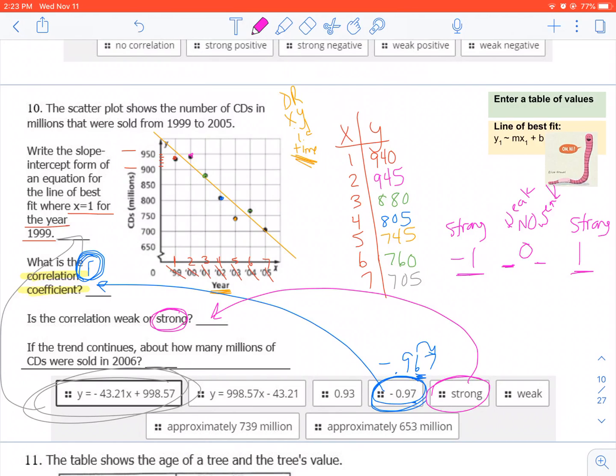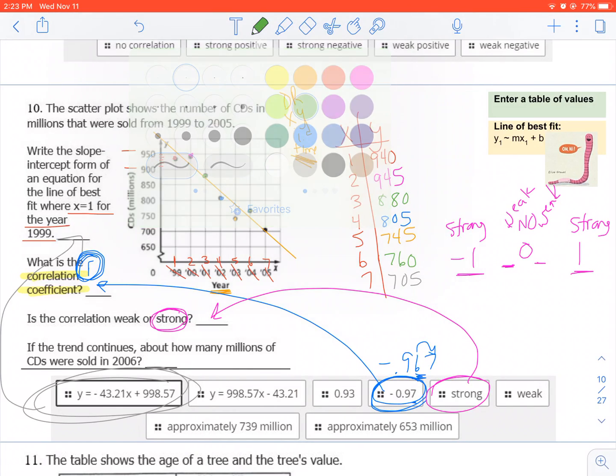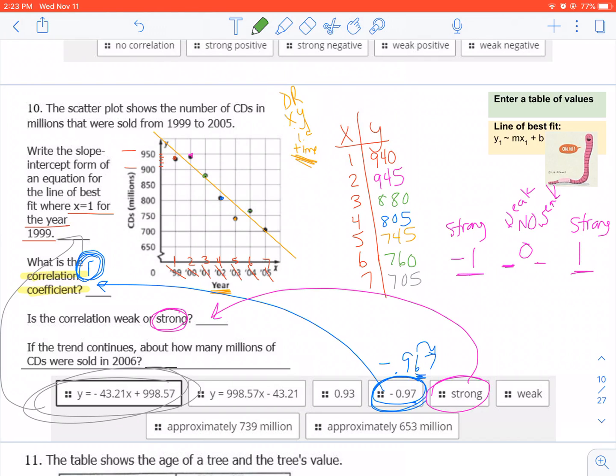If the trend continues, about how many millions of CDs were sold in 2006? That's not on our list. So this is another section called predicting that you're going to have to do. 2006 would be this next one, right? 2005, 2006. So what number would that be in our table to represent the year 2006? That would be an 8 right here, right? Because we would cross that off and that would be an 8. So we want to know 8.